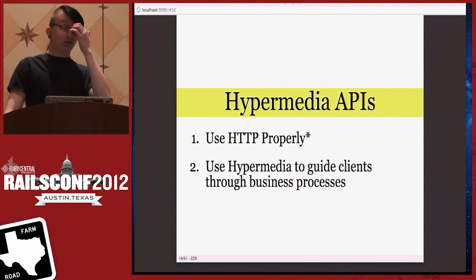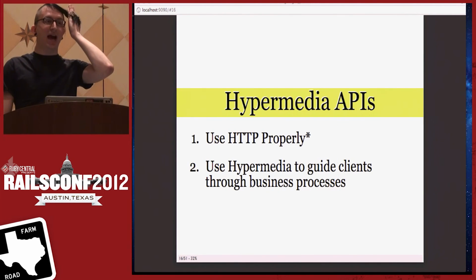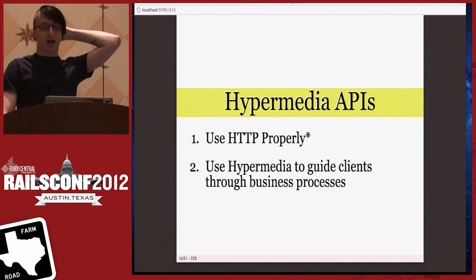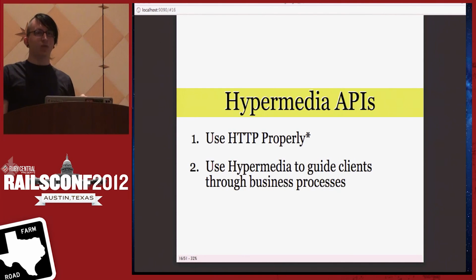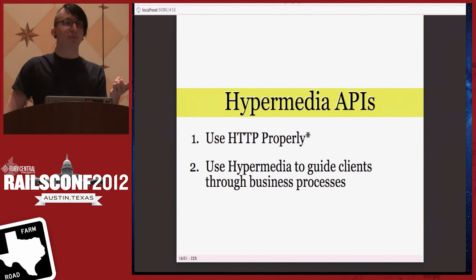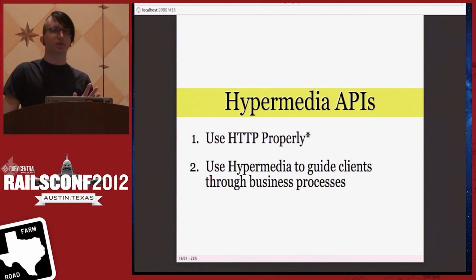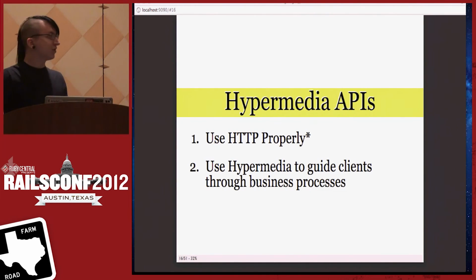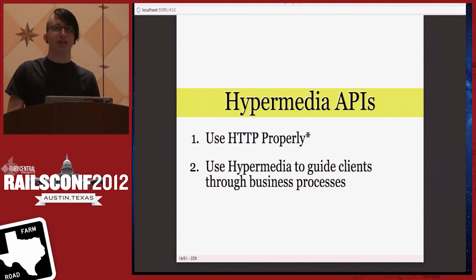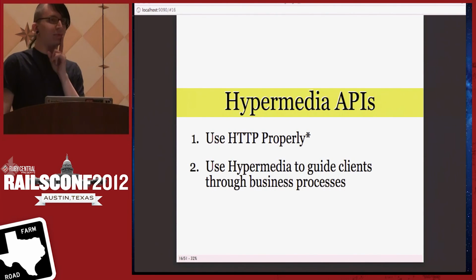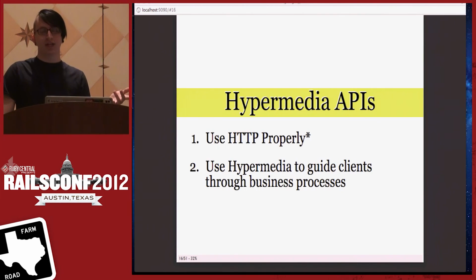One of the problems with REST is that its proponents have been actively hostile to explaining what it really means and why you should care. So I made it simple. 2 things. You use HTTP properly, with an asterisk, and then you use Hypermedia to guide clients through your business process. The asterisk is there because technically you don't have to use HTTP. You can use any protocol you want, but in reality you should use HTTP.